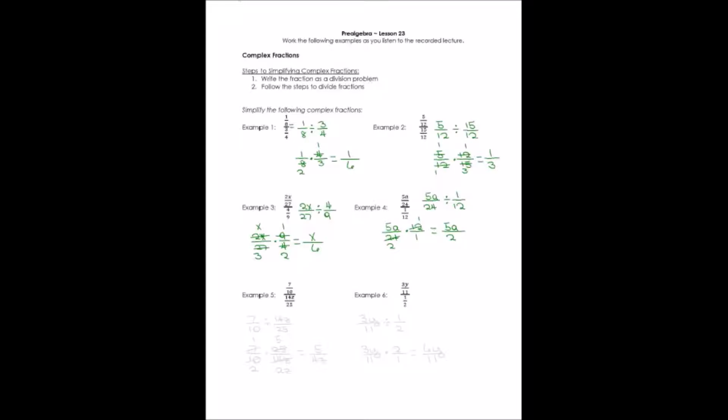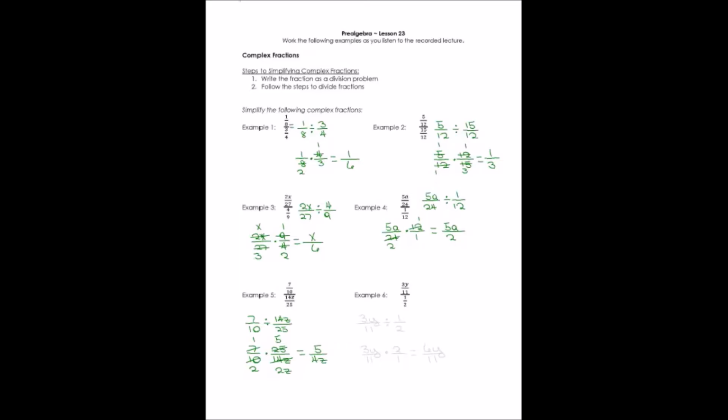Problem number 5 is 7/10 divided by 14z over 25, which is the same as 7/10 times 25 over 14z. Let's cross-reduce where we can: divide both 10 and 25 by 5, and divide both 7 and 14z by 7. Now, multiplying numerators, 1 times 5, and 2 times 2z gives us our answer.